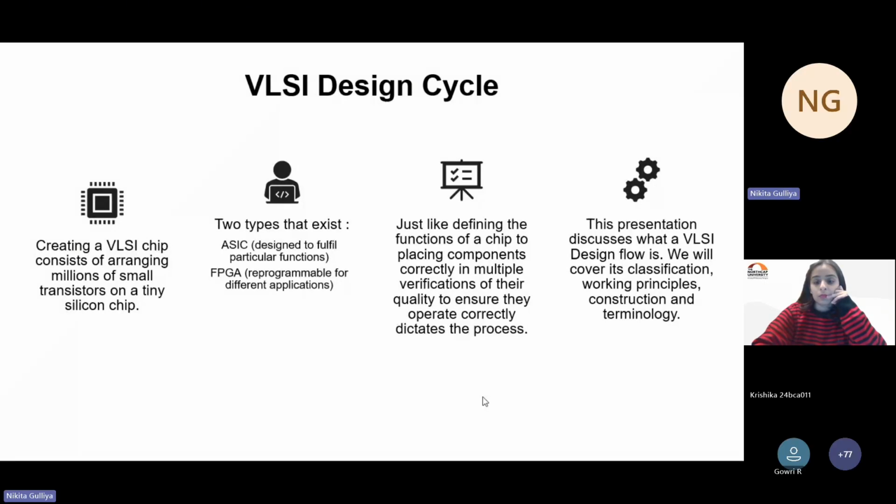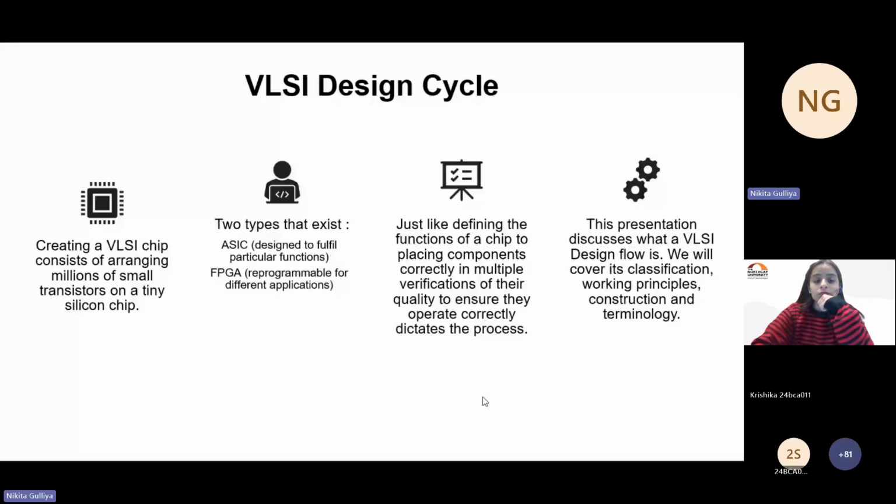Designing a chip is not just about writing code, it is a complete structured process. From defining requirements to designing and verifying the logic to finally creating the physical chip. This process is called the VLSI design flow. In this presentation today, I'll explain what the VLSI design flow is, how it works, and some common terminologies, keeping everything at high level.